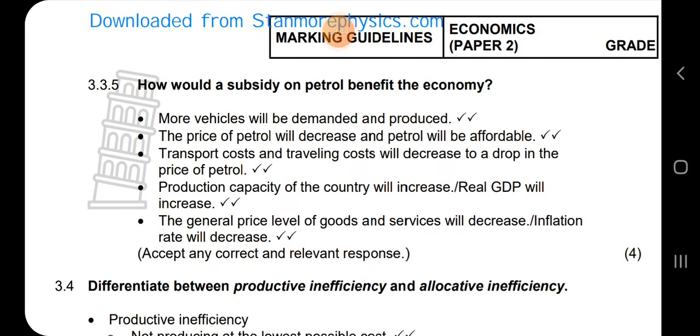3.3.5 says, how would a subsidy on petrol benefit the economy? If the government was to subsidize petrol, how would that benefit the economy? That's how you answer that question. So any answer that makes sense will award you a mark.